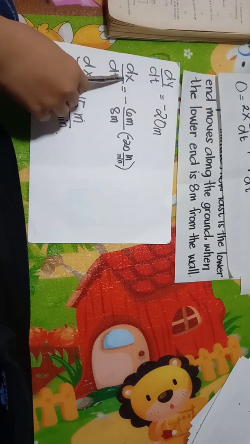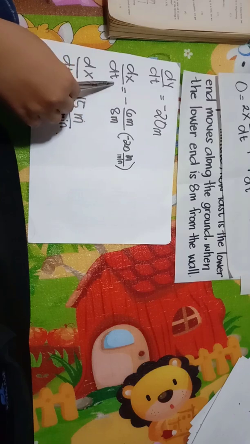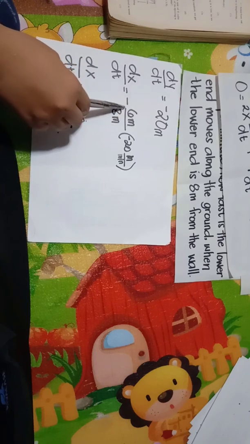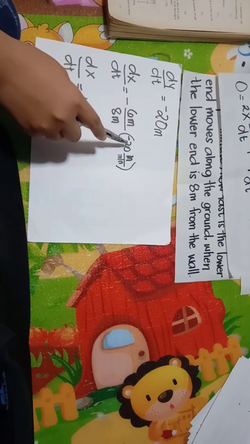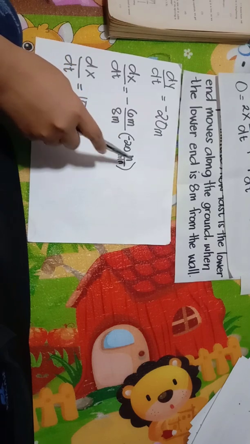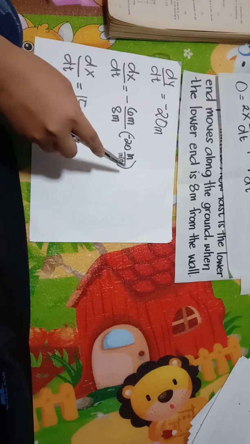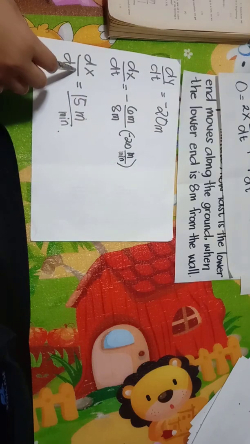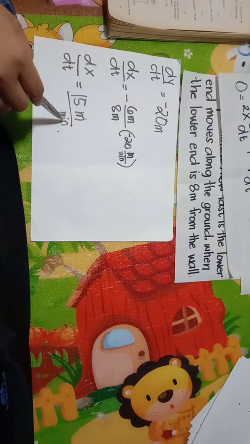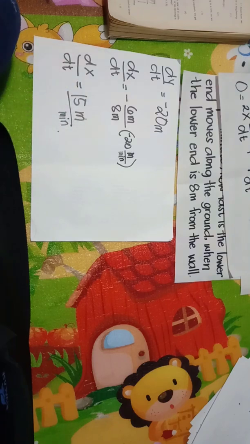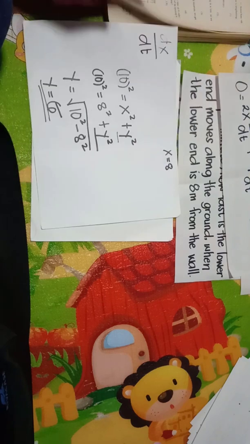So the derivative of x with respect to t is equal to negative 6 meters over 8 meters multiplied by negative 20 meters per minute. So the derivative of x with respect to t is equal to 15 meters per minute. Therefore, the ladder moves along the ground at the rate of 15 meters per minute.